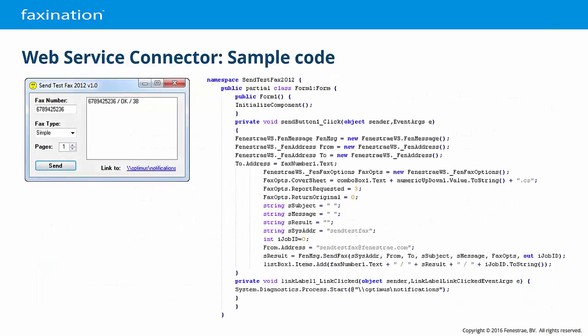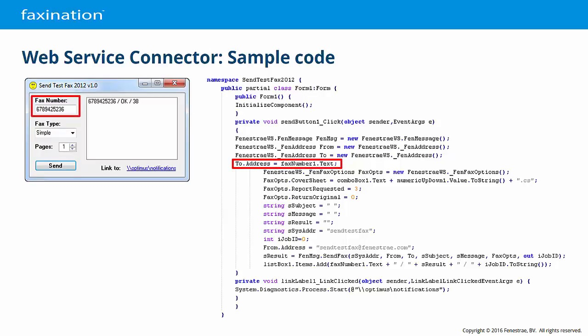This is an example of a real-world application that I created for our Fenestre support department. It provides a quick and efficient way of sending outbound test messages when we're working to resolve an issue with a customer. Now, bear in mind that I am not a professional programmer. This is just some very basic code that I came up with when I was teaching myself about the web service connector.